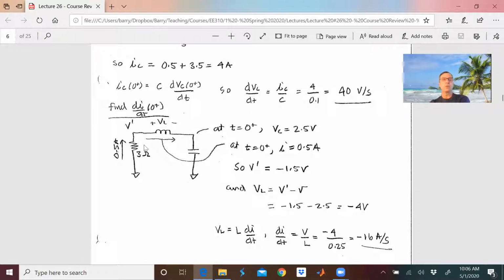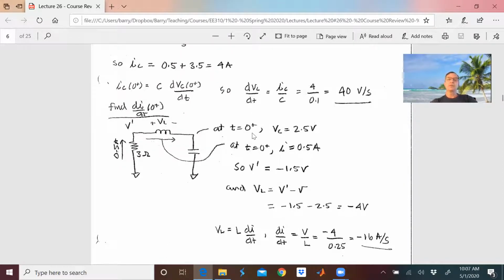So if I want di/dt for the inductor, I know that V equals L di/dt. So di/dt is V over L. The thing I really need here, since I know the inductance, is the voltage across the inductor. So that's what I really need to dig in and get. So here we go. This side, we know we have 0.5 amp. So let's use KVL on the fly. 0 minus 3 times 0.5 is going to give us negative 1.5 volts here.